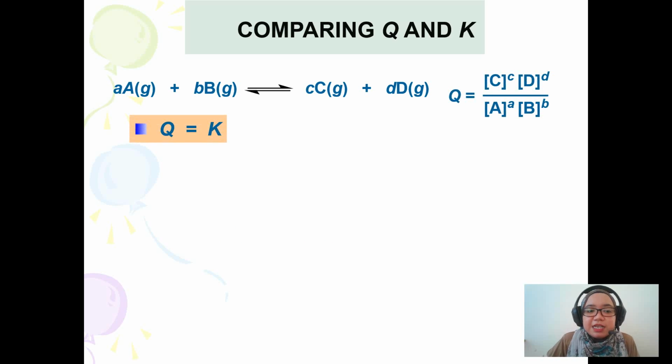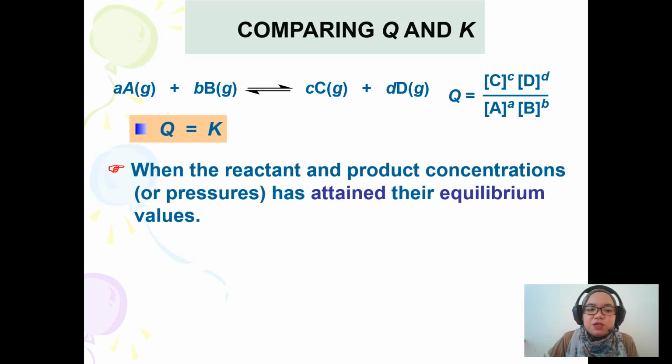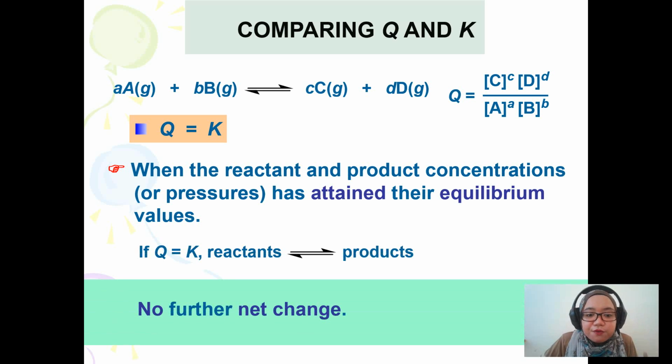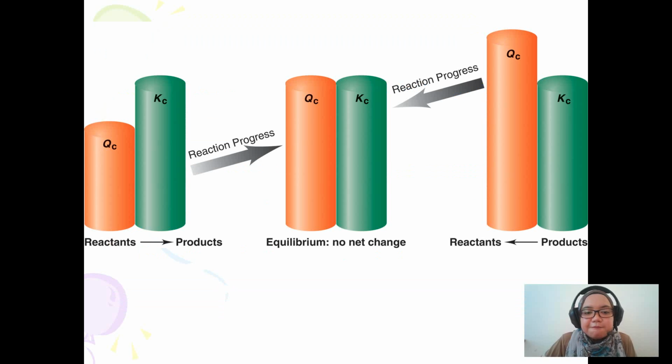Okay, and for the last possible case, Q equals K is when the reactant and product have attained their equilibrium values. So, if Q equals K, the production of reactant and product are at the same rate. So, no further net change, because they are already at equilibrium.